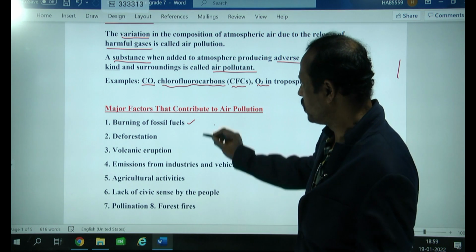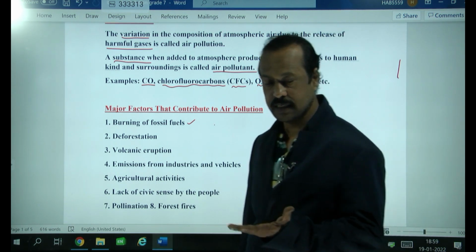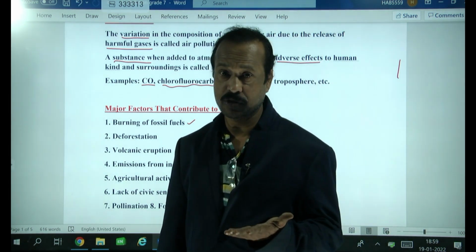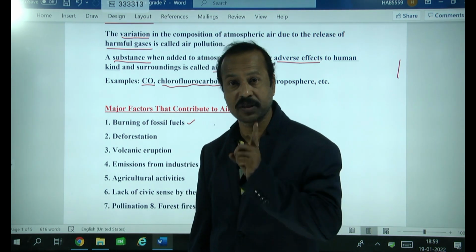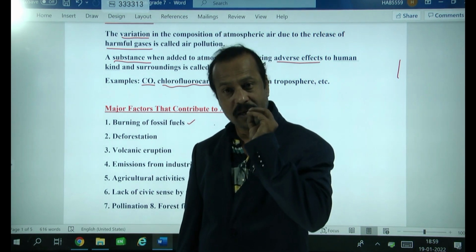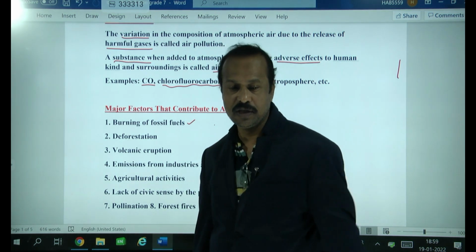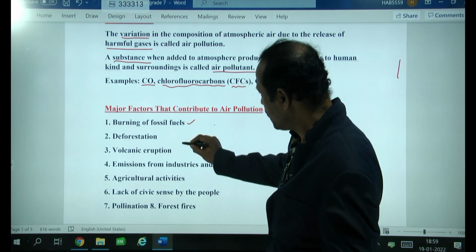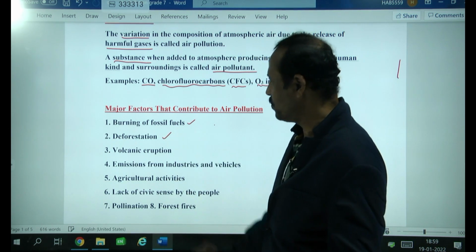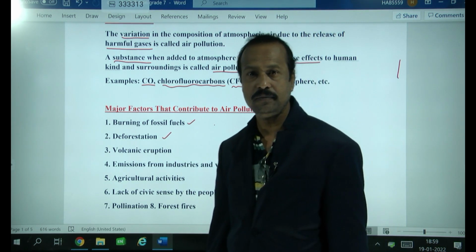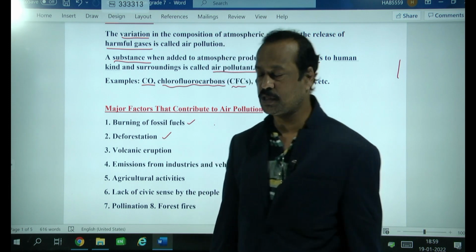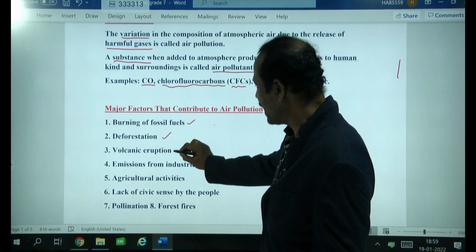So most of the industries and vehicles are running with fossil fuels, and the major contribution to the atmosphere is due to fossil fuels. The second one is deforestation. What is deforestation? Cutting of plants and trees. Very good.